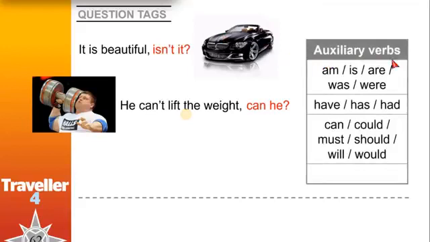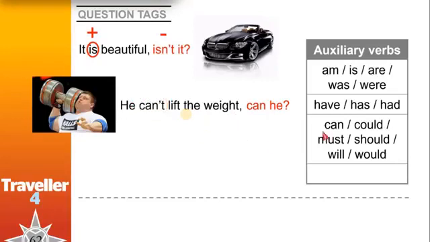Now how do we make these question tags? Look, these are auxiliary verbs: am, is, are, have, has, etc. Where is the auxiliary verb here? It's right here. It's is. To make the question tag, you need to use the same auxiliary verb, and if it's affirmative, is, you need to make it negative, isn't it? And because this is a question, you need to put the auxiliary verb before the pronoun, not after.